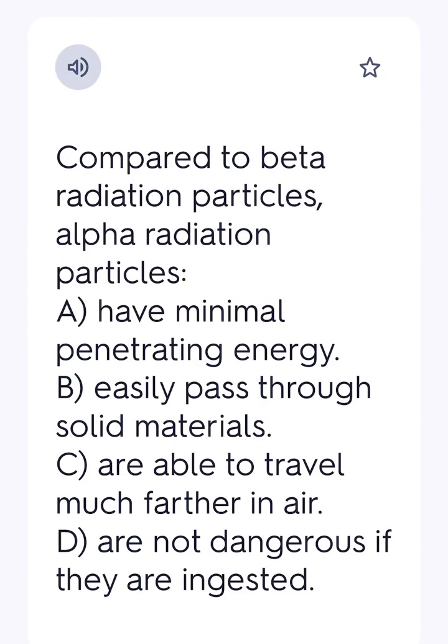Compared to beta radiation particles, alpha radiation particles: A. have minimal penetrating energy. B. easily pass through solid materials. C. are able to travel much farther in air. D. are not dangerous if they are ingested. A.